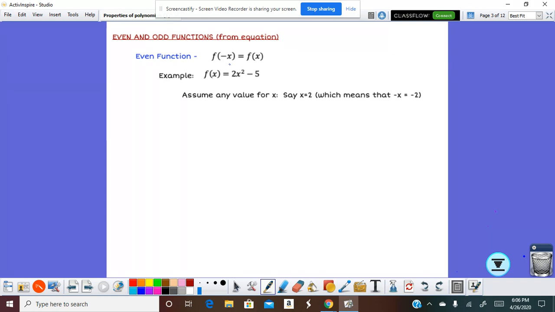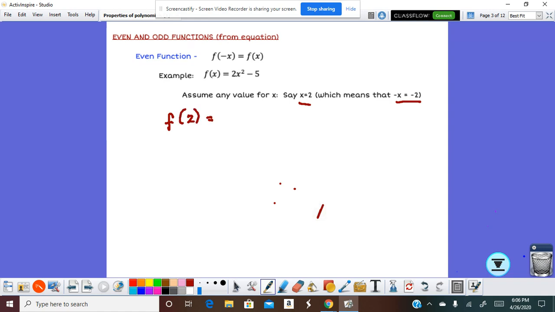Supposing we are given f of x is equal to 2x squared minus 5. What you want to do here is to assume any value for x. Say, for example, x equals 2. So if x is equal to 2, then that means that negative x is negative 2. If f of 2 is equal to f of negative 2, then we say that the function is an even function. So let's go ahead and evaluate the function at x equals 2.